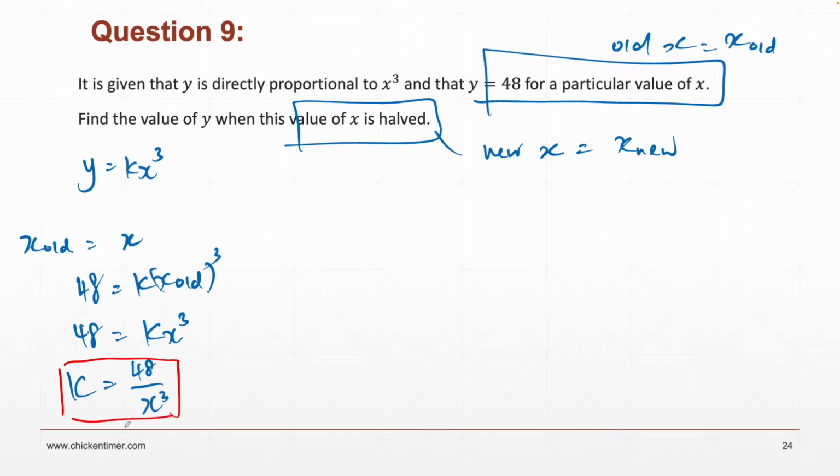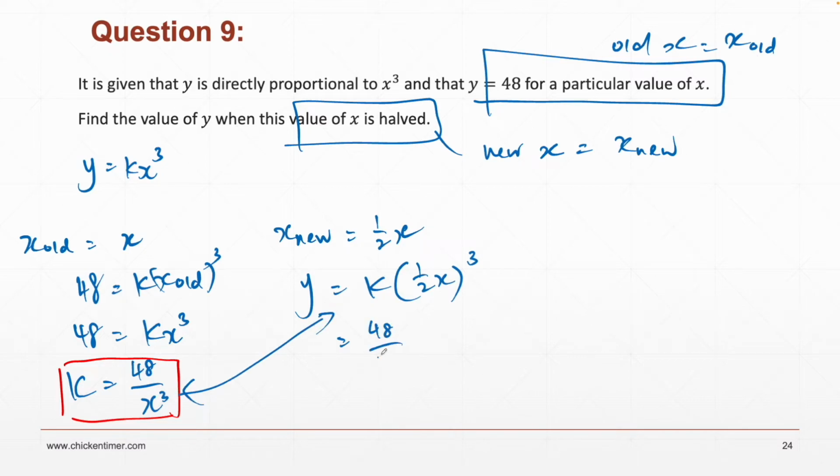Then they say that when x is halved, so x new is half of x. When that happens, y would be k times half of x cubed, so I do this, and this equals k, and you know k is 48 over x cubed. Then this will give me 1 over 8x cubed. Once we get this, we can take out the common factor and cancel out the x cubed. Then 8 and 48 can cancel, so you get 6. So the new y value is actually 6.